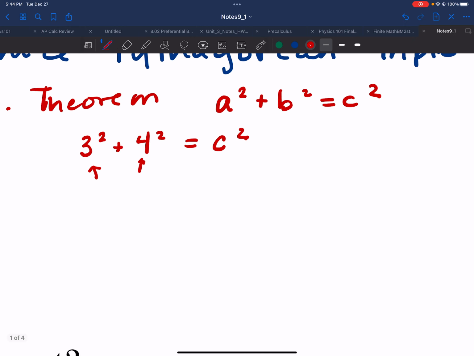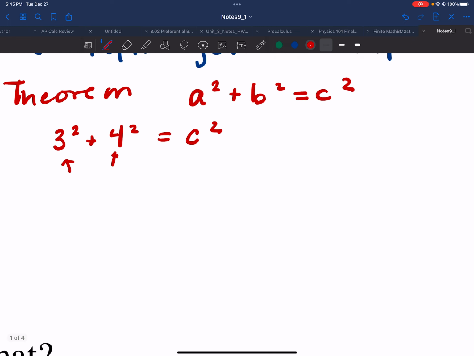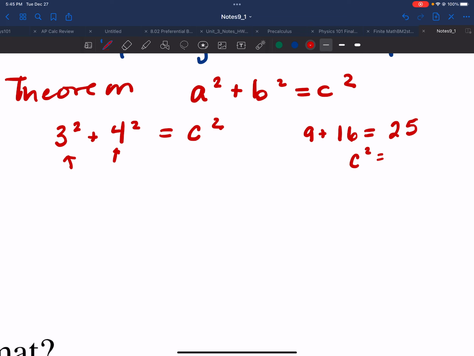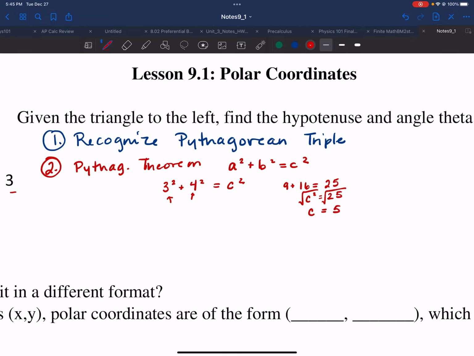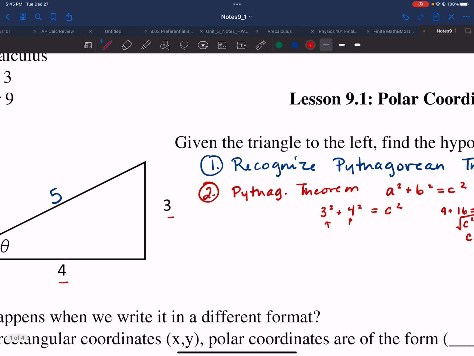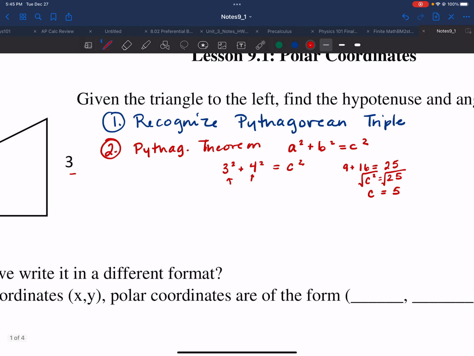So now that I have this set up, that is equal to 9 plus 16. 9 plus 16 is 25. Remember that 25 is equal to c squared. So if I want to get to regular c, I'm going to have to put a square root on both sides, and my c is equal to 5. So I can still get that same answer over here, even without knowing my Pythagorean triple.